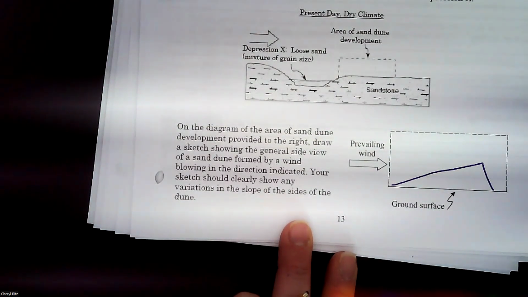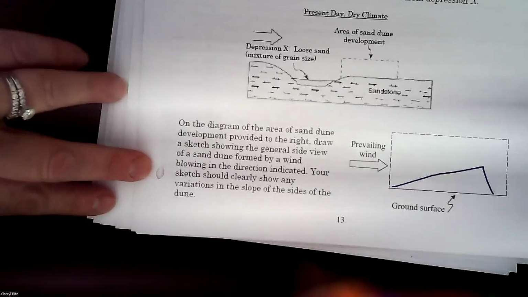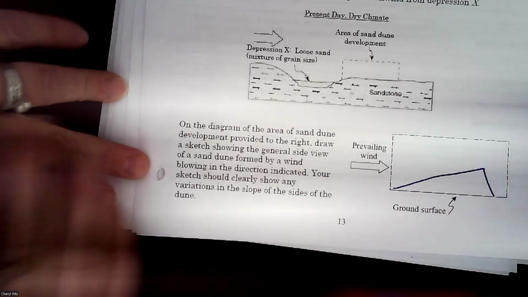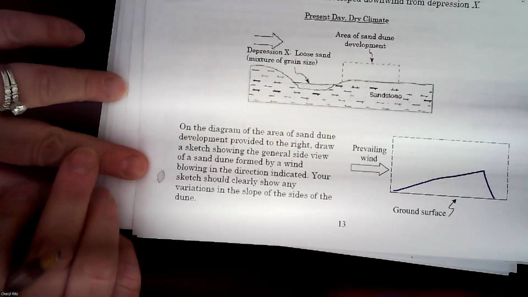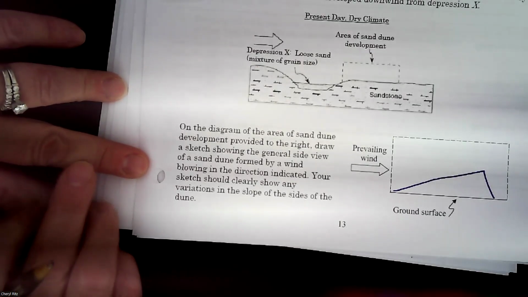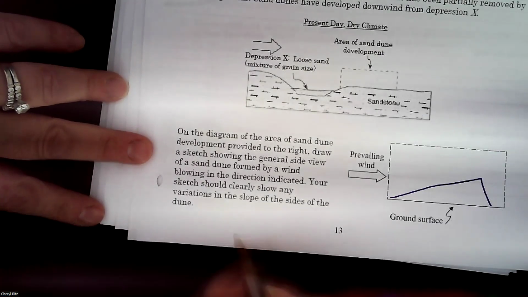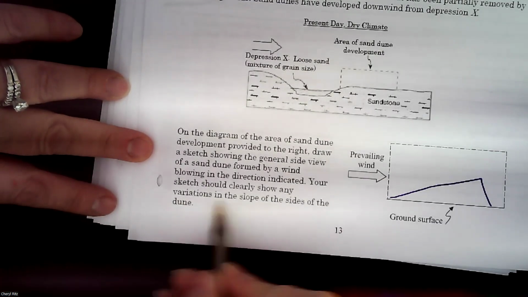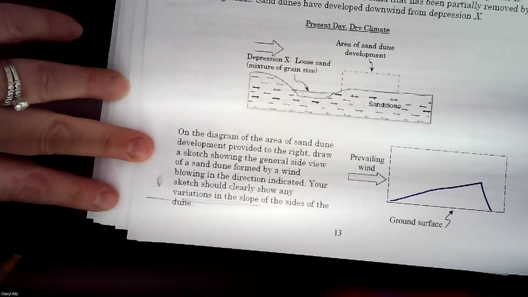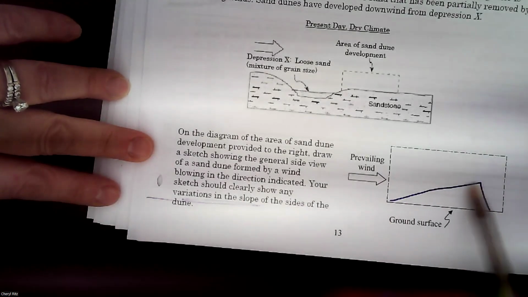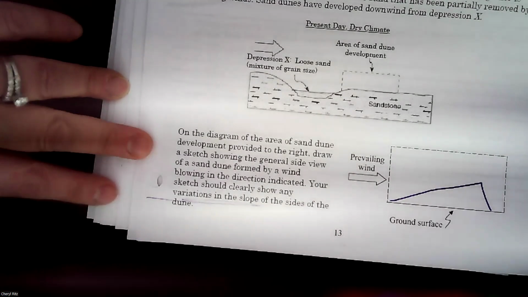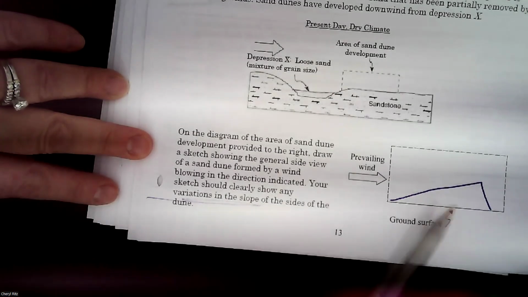So make sure your picture shows a gentle side and a steep side. I saw some fancier versions of this. Keep your fancy version simple though. It even specifically told you variation, make sure it shows the variation in the slope. So I need a gentle side and a steep side. Gentle side always on the side of the wind.